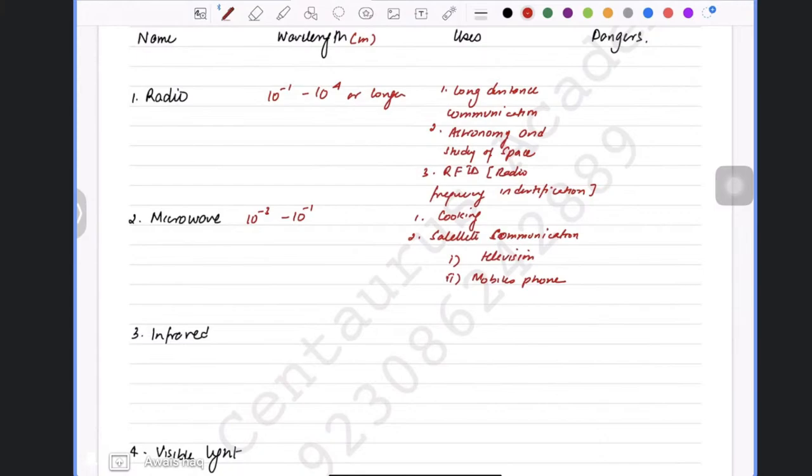There are certain dangers about them as well. One of those dangers is that they can cause internal heating of body cells. Should remember that, okay?